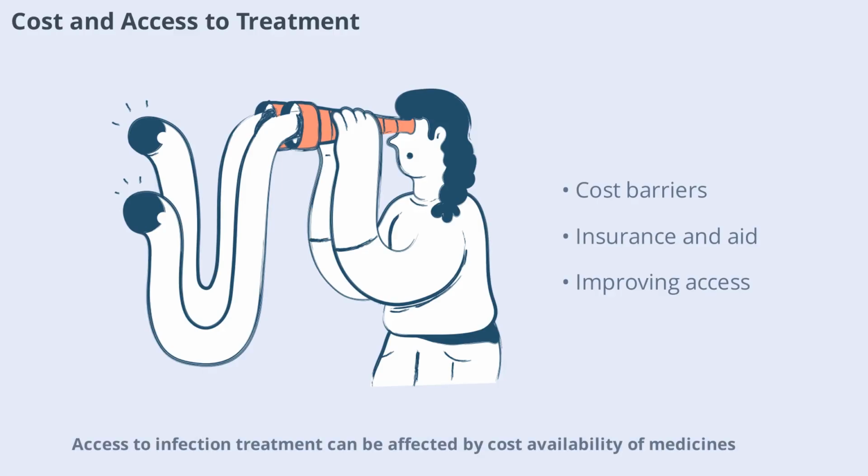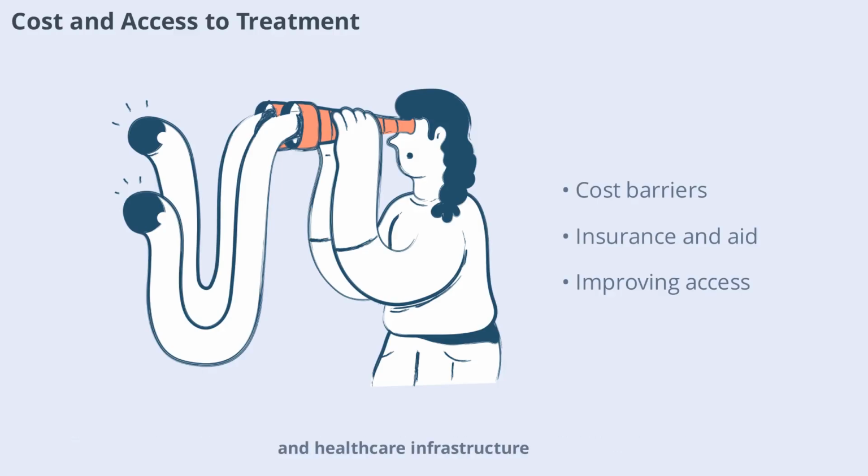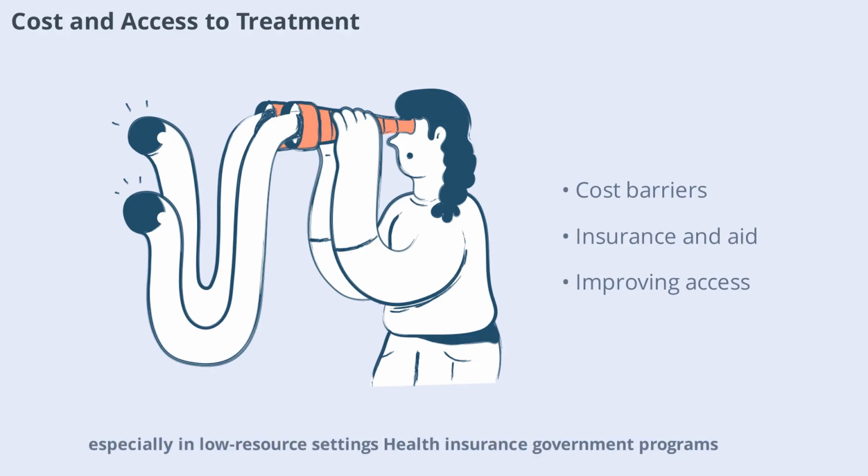Access to infection treatment can be affected by cost, availability of medicines, and healthcare infrastructure. Efforts to reduce costs and improve access are ongoing, especially in low-resource settings. Health insurance, government programs, and international aid play important roles in making treatment available to those in need.